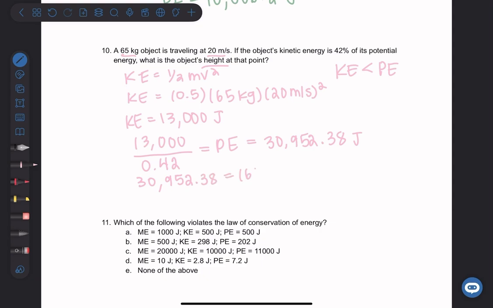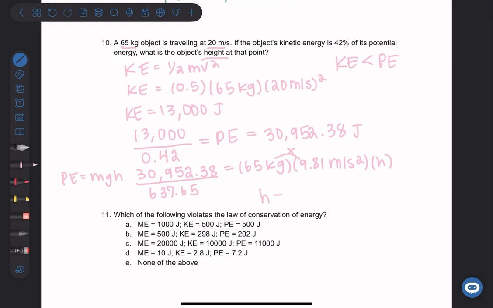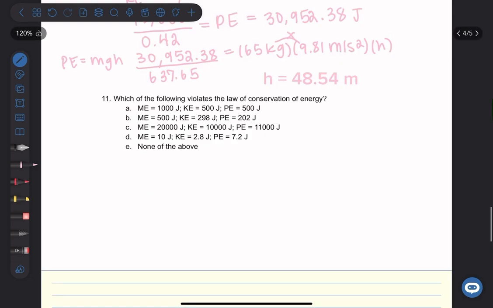The mass is 65. No, I'm using this. 9.81 meters per second squared. And the height. So multiply those two together. 65 times 9.81. You should get 637.65. Then you divide this by that number. The height should be around 48.54 meters. Okay, last question.